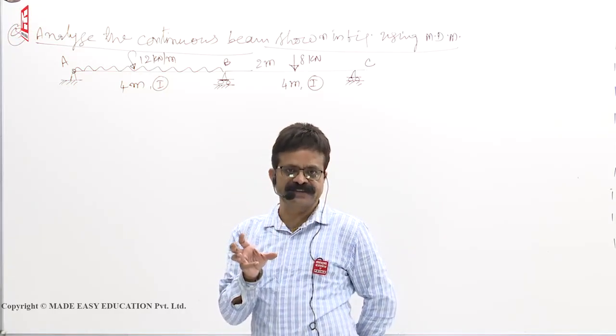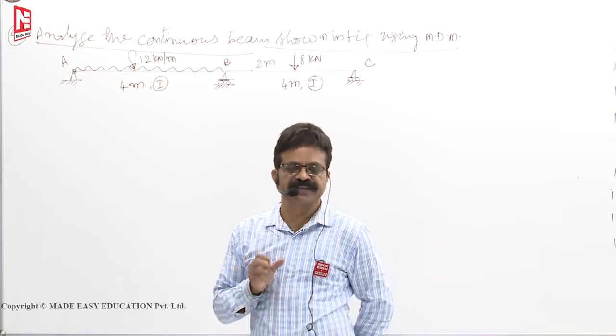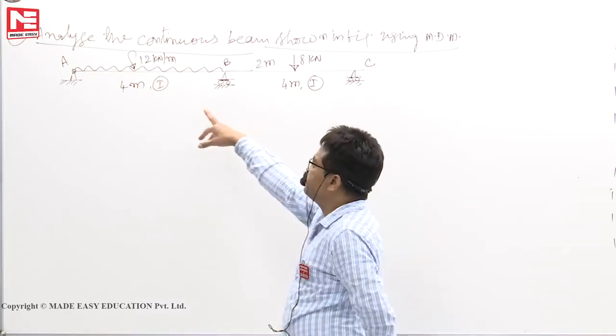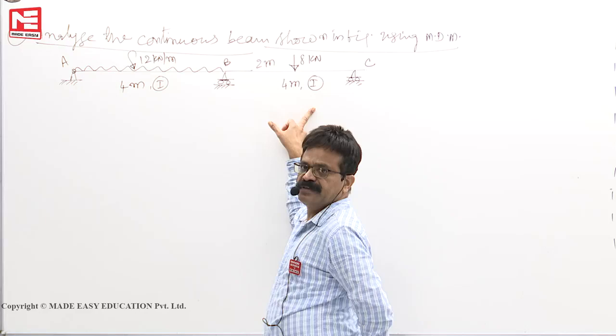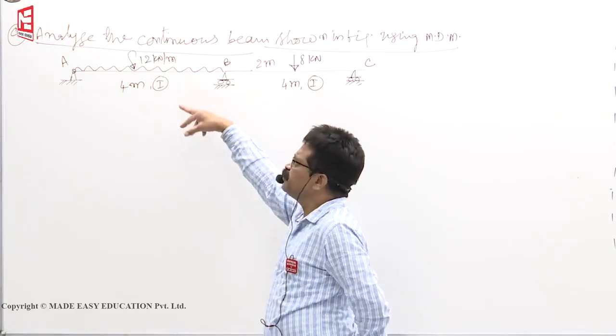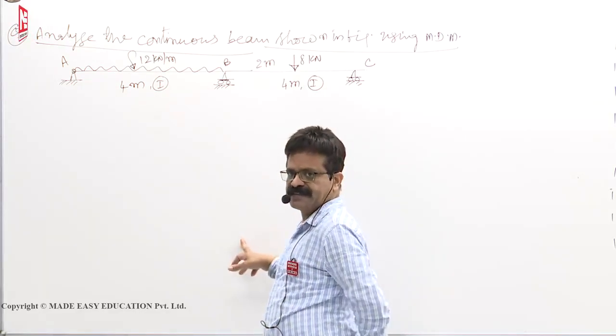Without knowing the cross section, you cannot analyze the indeterminate structures. So that's why beforehand itself we need I values. Then how to fix them? Approximately we will fix some I value, then analyze it.